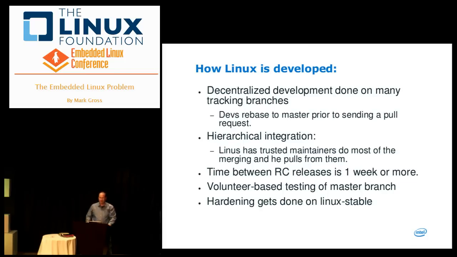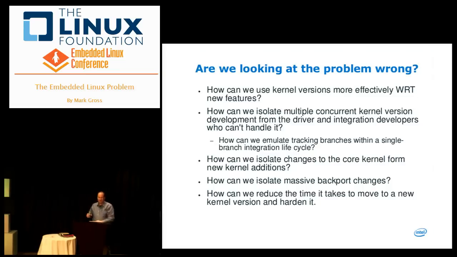Linux kernel is volunteer-based testing on the master branch. Limited serious organized testing actually happens, and the hardening really gets done on the stable branch. So the key questions going through my mind are: are we just looking at this wrong? How can we use kernel versioning more effectively with respect to new features?